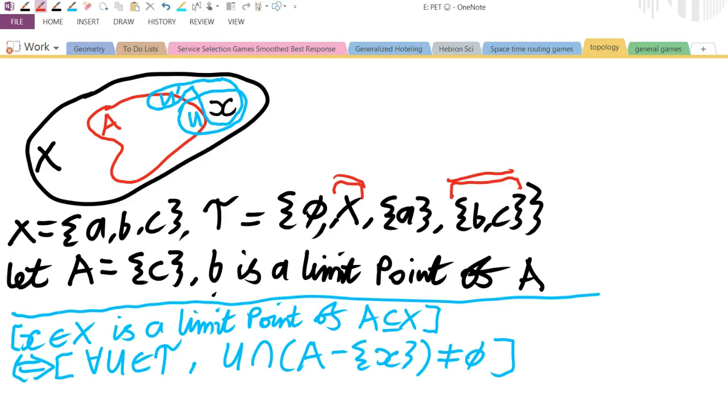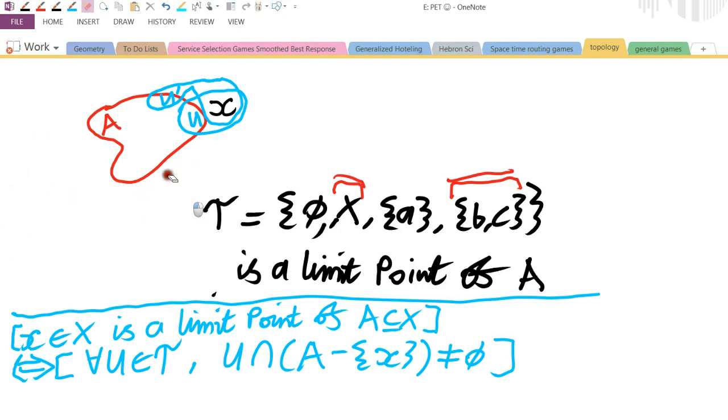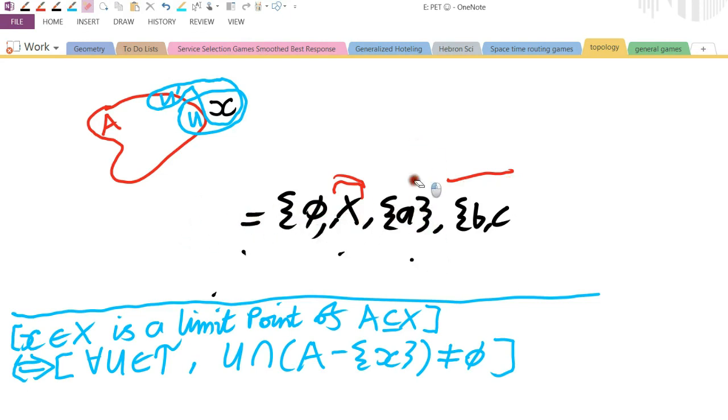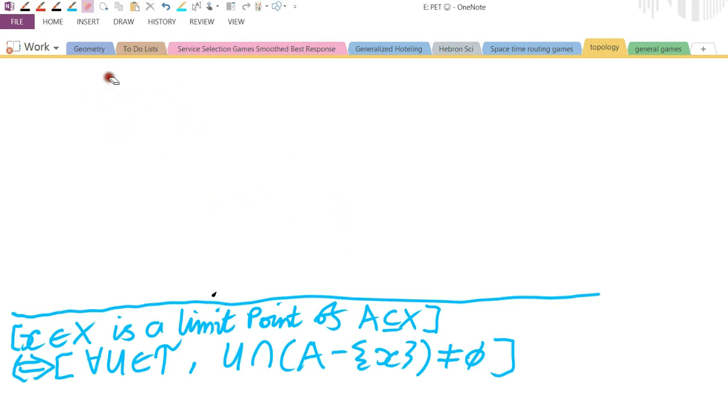Okay then, so now let's have a look at some interesting kinds of studies about limit points of topologies we've already spoken about. So what about the discrete space?